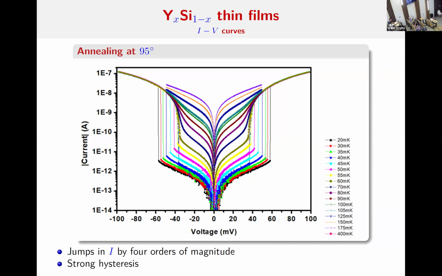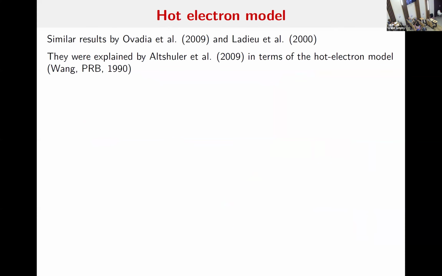Now, you have these big jumps, and also you have hysteresis. According to the temperature, you jump at different temperatures, but then when you come down, all temperatures go down at the same voltage, so you always have hysteresis here.